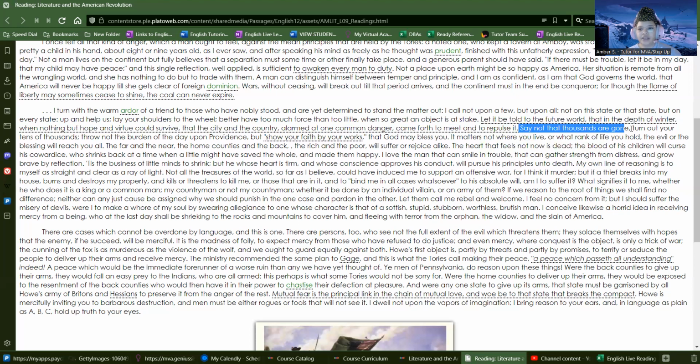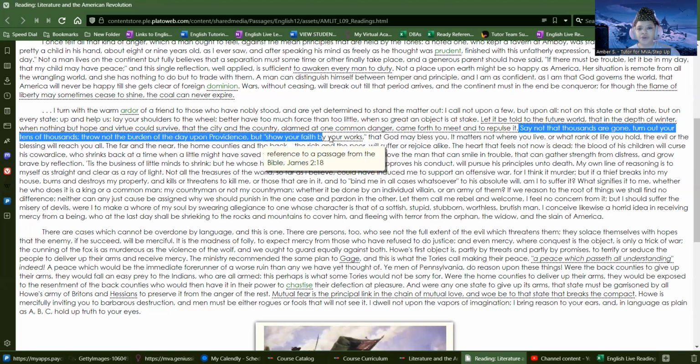Say not that thousands are gone. Turn out your tens of thousands. So he's saying, don't focus on the people who have died. Contribute more people to the war to guarantee victory. Throw not the burden of the day upon providence, but show your faith by your works, so that God may bless you. So there's a reference here. So throw not the burden of your day upon providence.